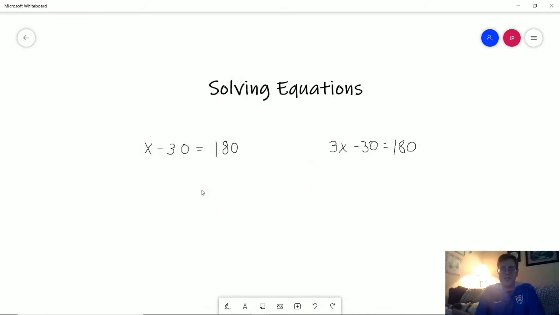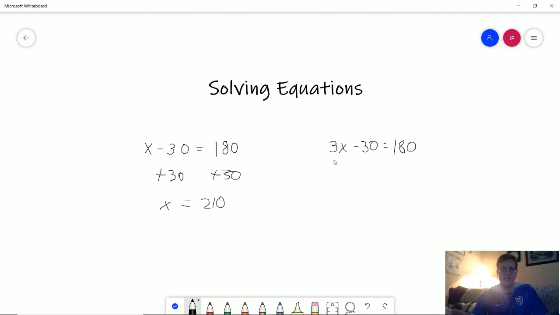The last thing I want to talk about for today is solving equations. The idea is to get this x by itself, and the way that we do that is I'm going to add 30 to both sides. Then I'm going to be left with x by itself, and the answer to 180 plus 30, which would be 210. This is our standard, simple one-step equation.